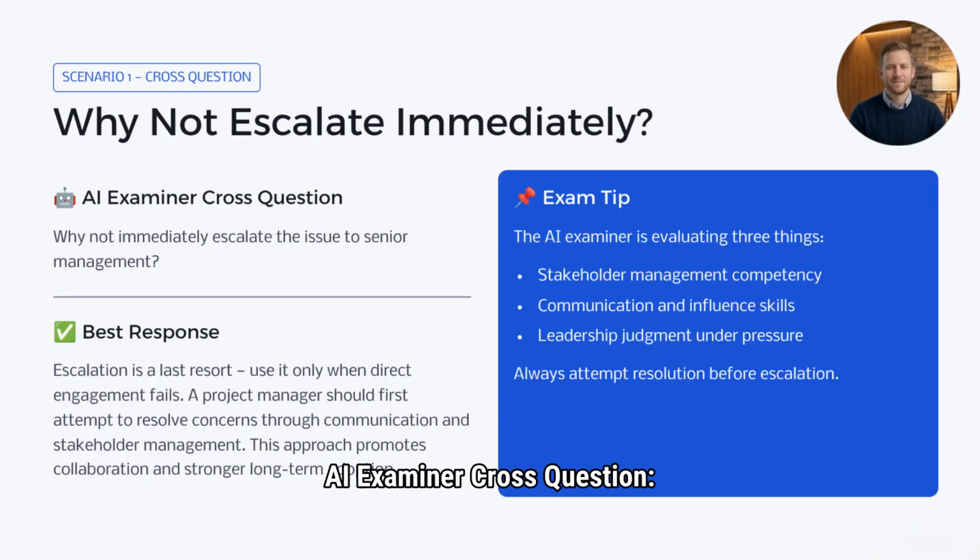AI examiner. Cross. Question. Why not immediately escalate the issue to senior management? Best candidate response. Escalation should be used when direct engagement fails. A project manager should first attempt to resolve concerns through communication and stakeholder management before escalating. This approach promotes collaboration and stronger long-term adoption. Exam tip. The AI examiner is evaluating stakeholder management, communication skills, and leadership judgment.